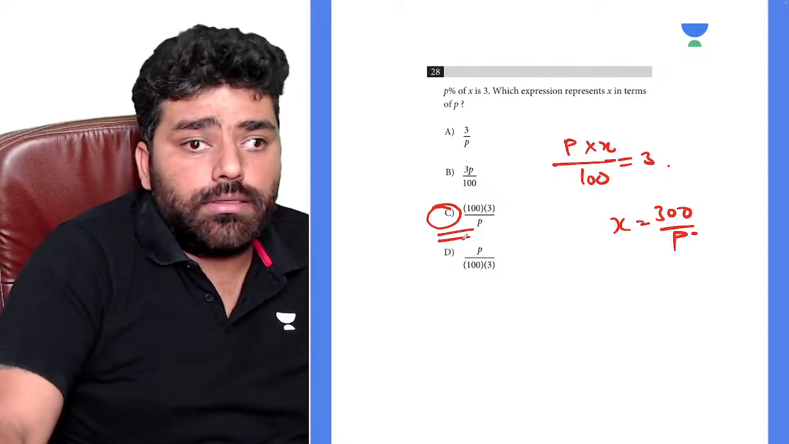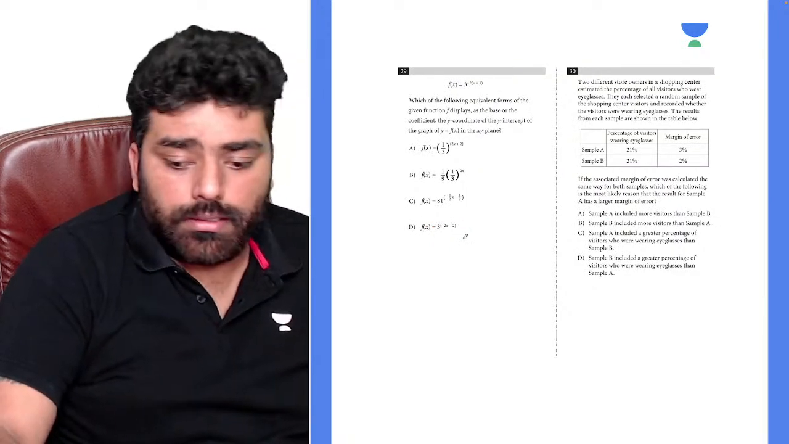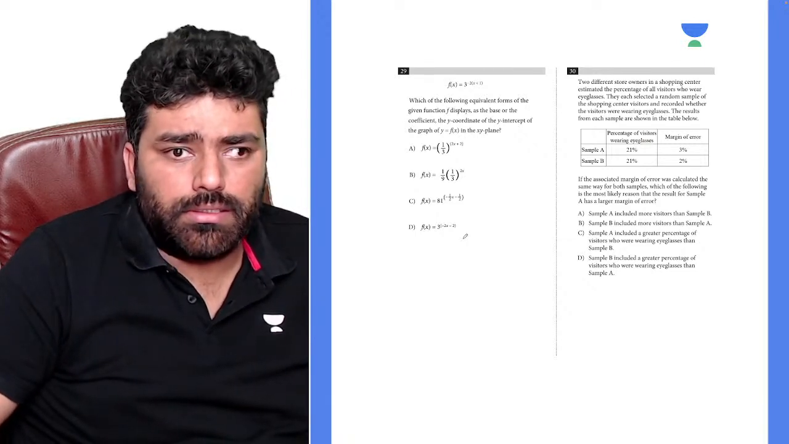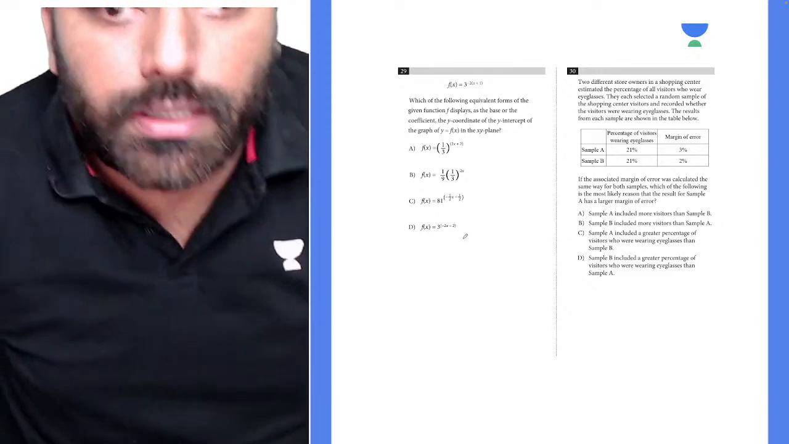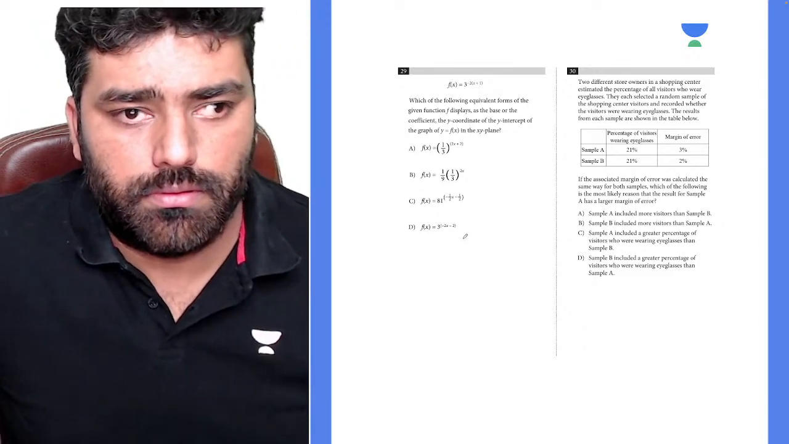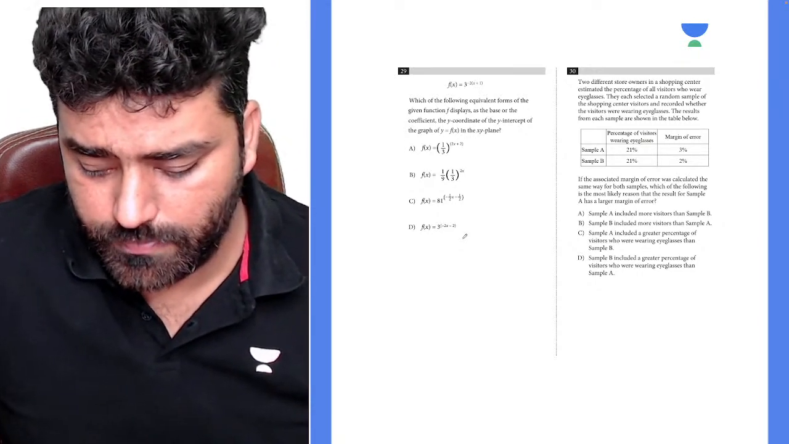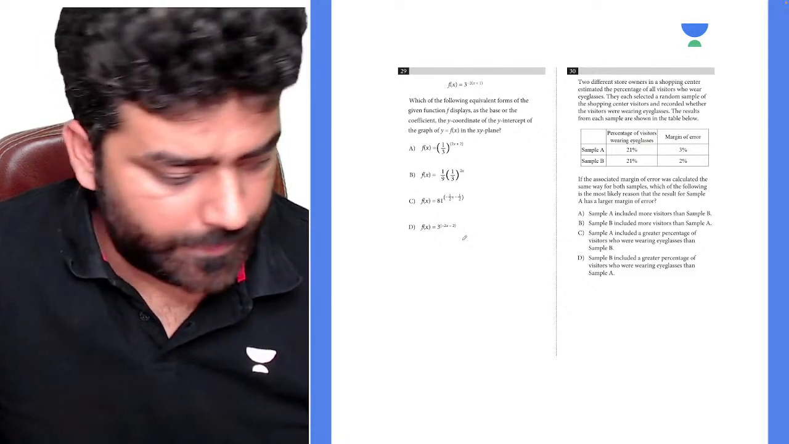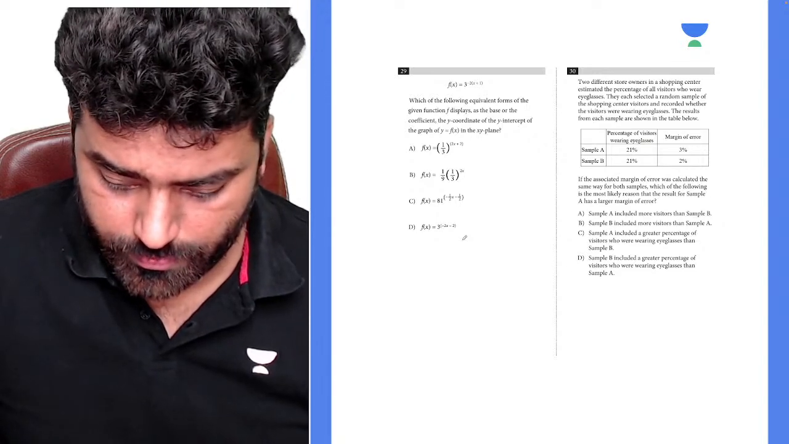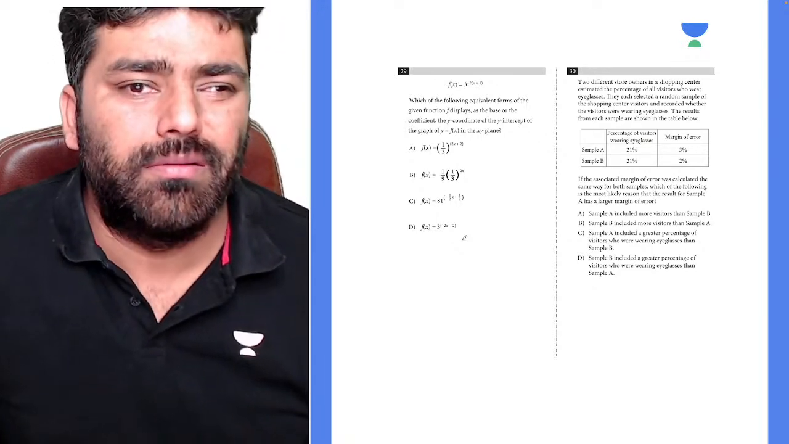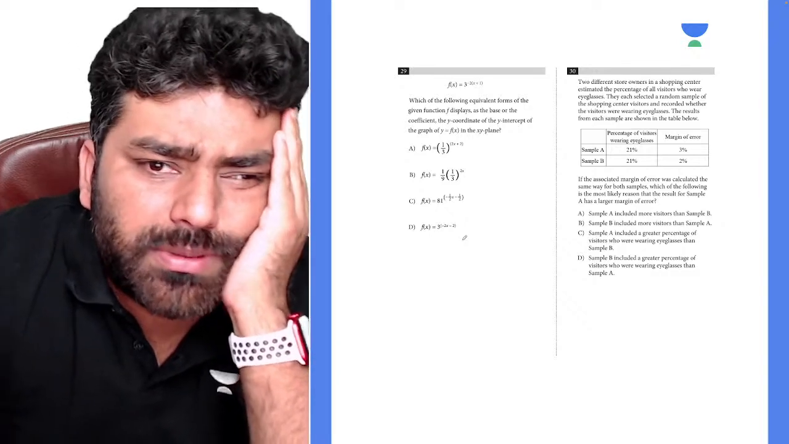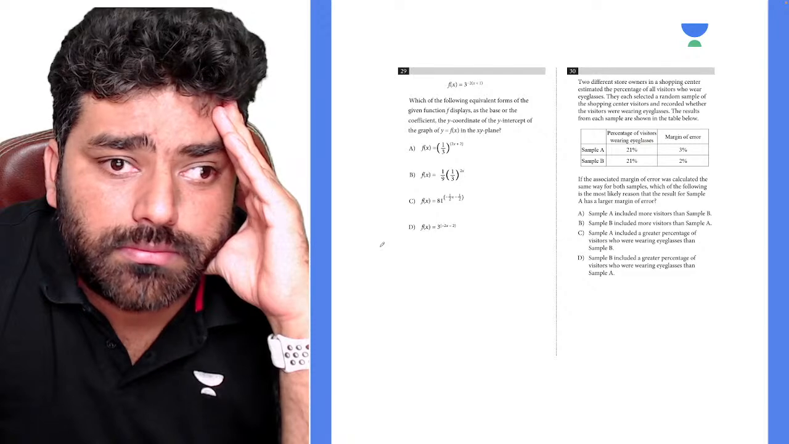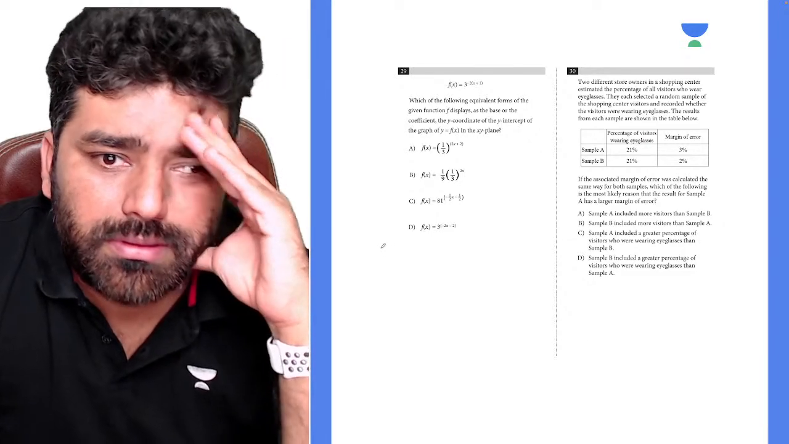Okay, so what is next here? 29, and this is which of the following equivalent form of the given function displays as the base of the coefficient y, the y-intercept. Okay, what is it saying? Which of the following equivalent form of the given function displays the base of the coefficient of the y coordinate of the y-intercept? So what will be the y-intercept?